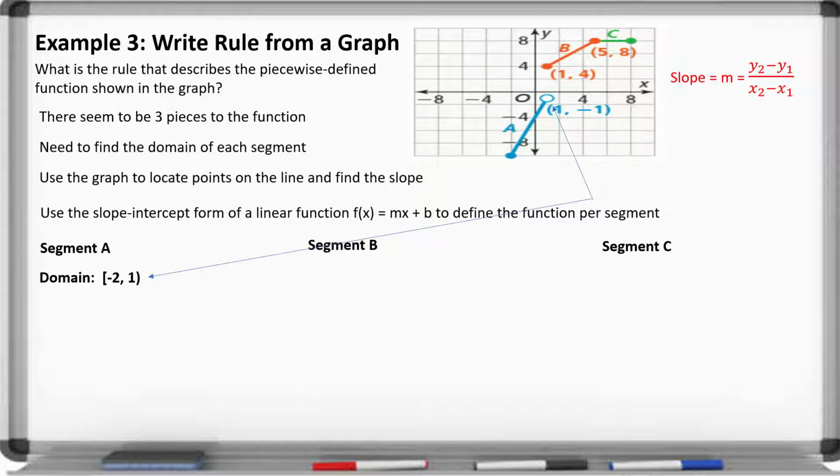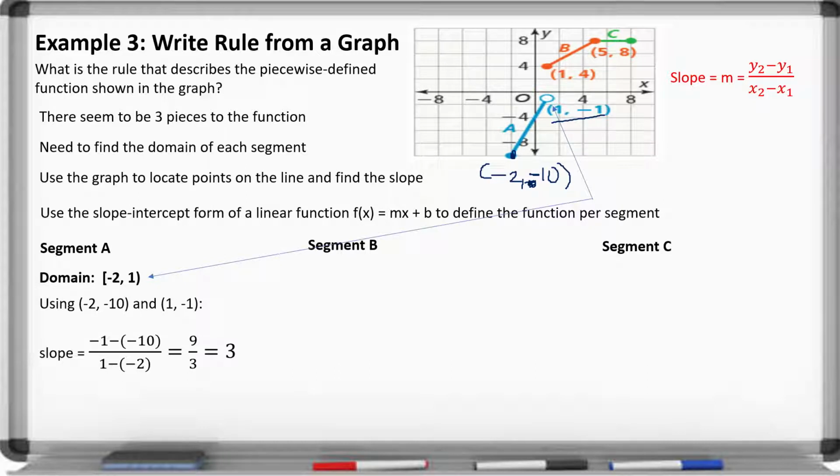Now we need to actually find the slope here. So the coordinate for this point A right here is actually negative 2 and negative 10. Sorry about that. This should be negative 10 right here. And then the coordinates of here are 1, negative 1. So we're going to be using both of those coordinates, negative 2, negative 10, and 1, negative 1, and plug them into the slope formula right here. So if we do that, we get this. Negative 1 minus negative 10 is 9, 1 minus negative 2 is 3.